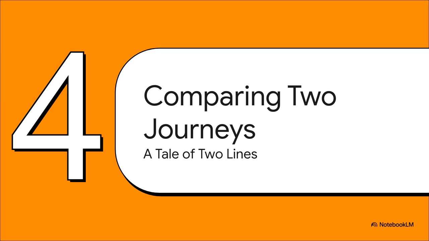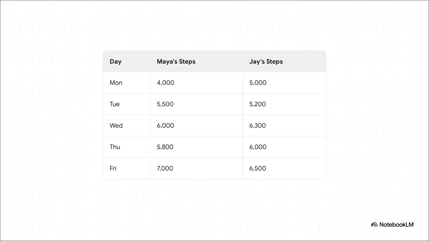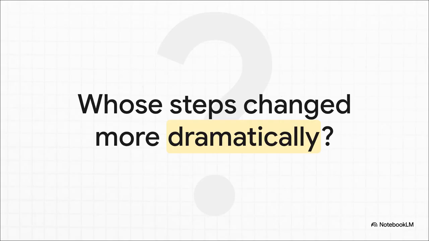So, a single line can tell one person's story. But what happens when you put 2 stories on the same page? Well, that's the next level, comparing 2 different journeys on the exact same graph. Okay, so here we're tracking the daily steps for 2 people, Maya and Jay. We've got their raw numbers for each day of the week. And yeah, looking at this table is fine, I guess, but it's really hard to see any kind of pattern or story, isn't it? But now imagine those 2 sets of data as 2 different colored lines on one graph.